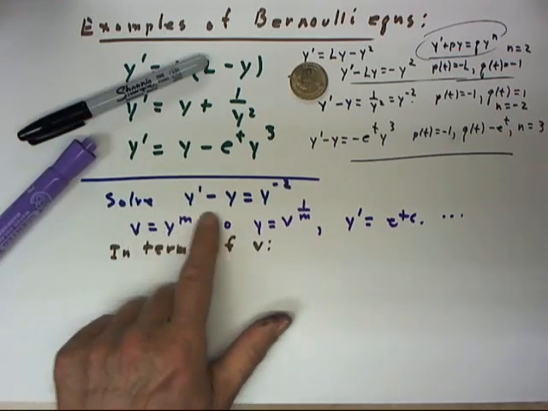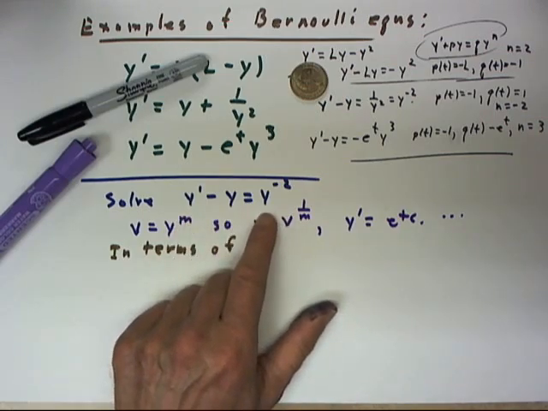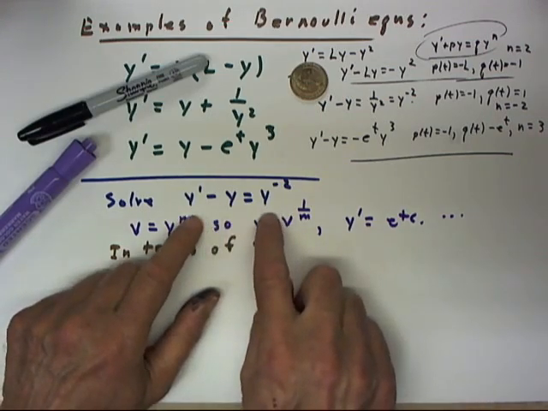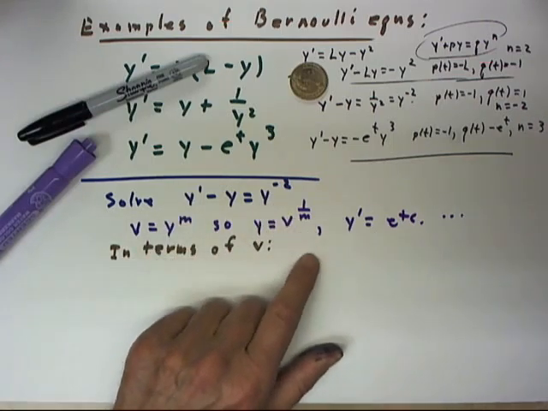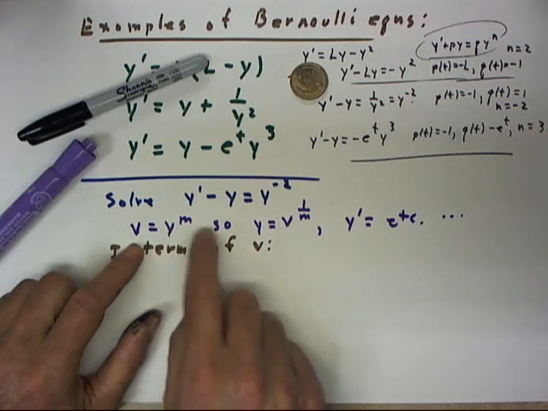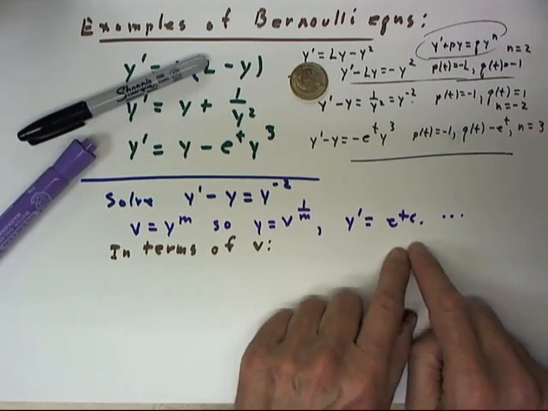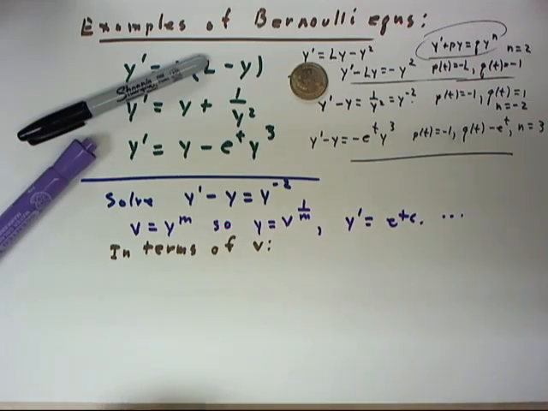Now we want to consider the solution of the equation we're given here. y prime minus y equals y to the negative 2. Fairly simple Bernoulli equation, but it illustrates the process. Now remember, we let v equal y to the m, so that y equals v to the 1 over m. y prime is then going to equal what it equals, and so forth.